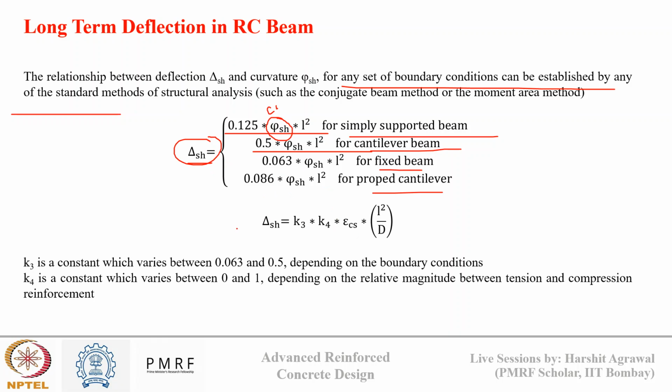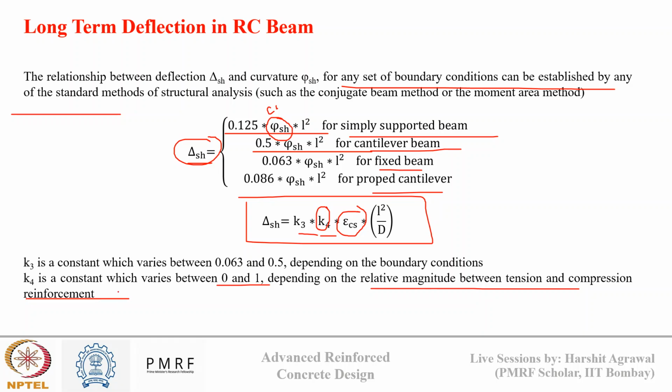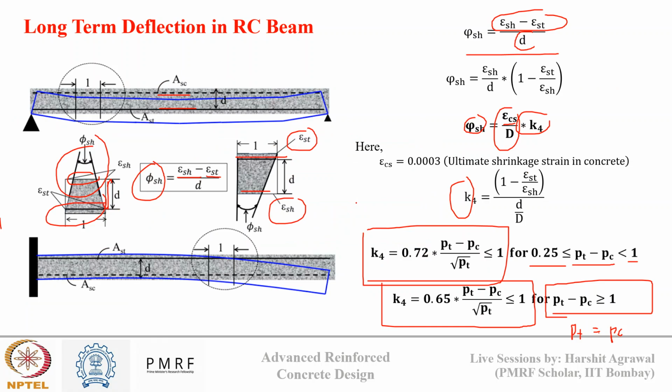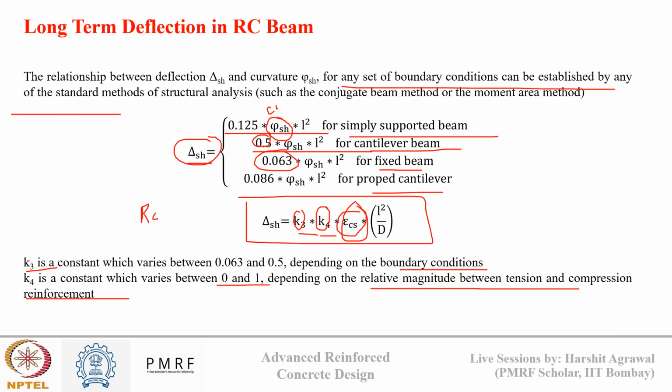So we can simply write this equation, the entire concept, as deflection due to shrinkage is some factor K3 times K4 times the strain in concrete times L square by D. This K4 factor will vary between 0 and 1 depending on the relative magnitude of tension and compression reinforcement, and this K3 factor will depend upon the end condition. It can vary between 0.063 to 0.5 depending upon the boundary condition. So K3 and K4 are obtained based on the reinforced concrete section design and boundary condition. Epsilon Cs, we know, is 0.0003, the ultimate shrinkage strain in concrete, and L square by D are dimensional properties. Using this, we can calculate deflection due to shrinkage.